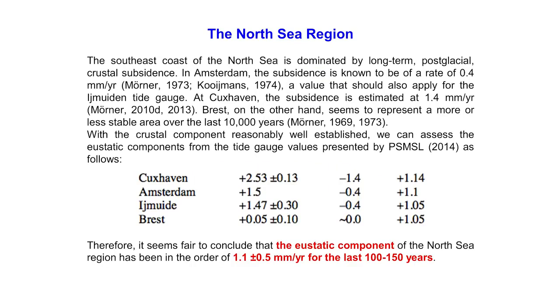And then we go to the North Sea region. Cuxhaven is subsiding very much. This is the relative sea level. This is the absolute, in this case subsidence, and that is the leftover component. It's a mistake here, it should not be 1 there. It should be, of course, 0.05. So the eustatic component in this area is 1.1 plus or minus 0.5. So it's about the same as the others. And you cannot escape it.